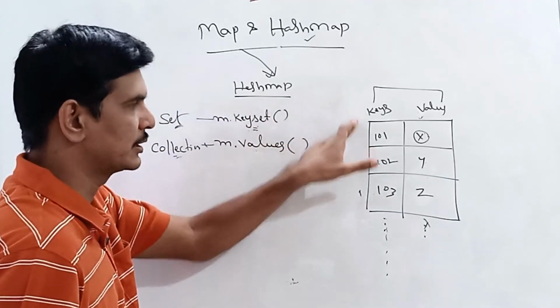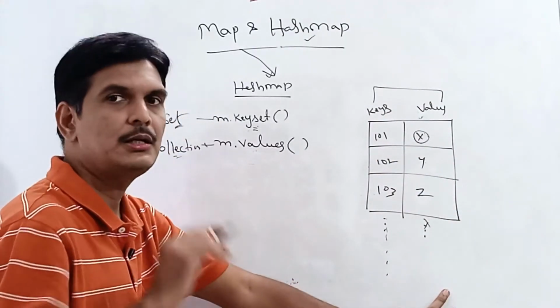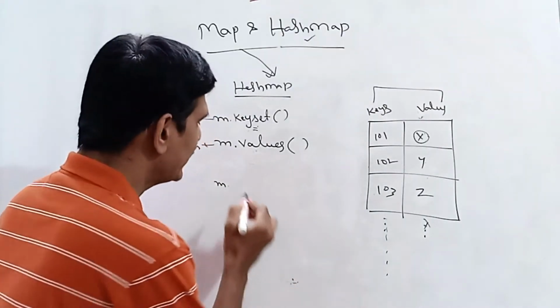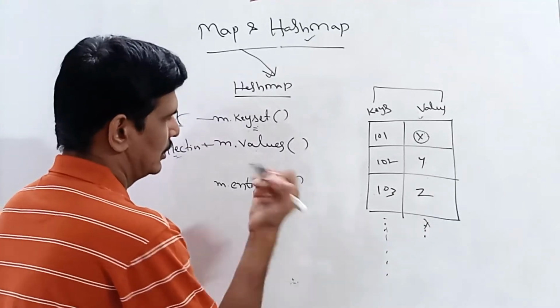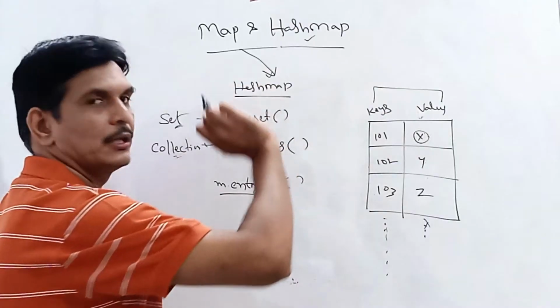So the keySet method will return all the keys. Values is a method which will return all the values from the hash map. Then we have one more method called entrySet, and this particular method returns all the entries from the collection.